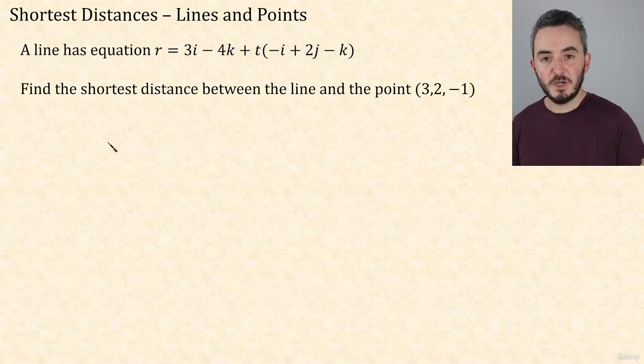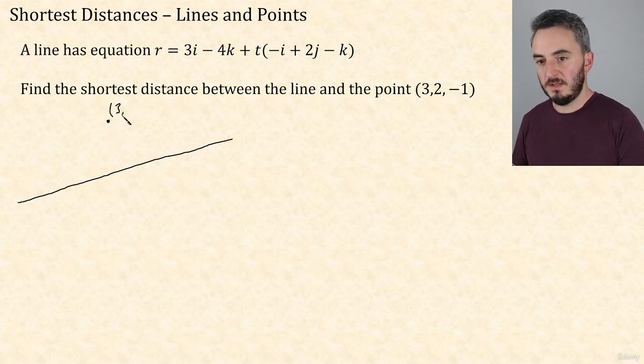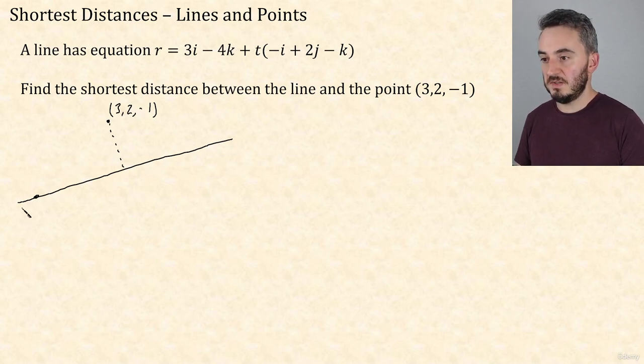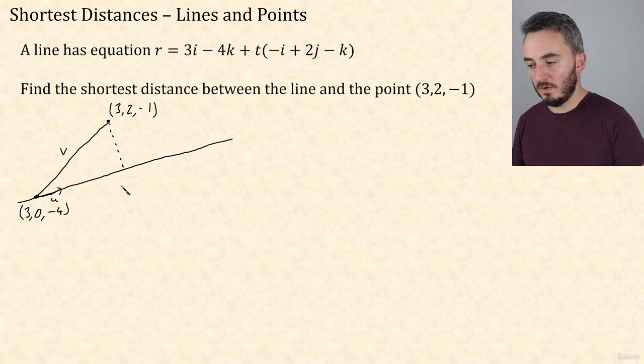Okay, let's try another one. So same idea here. Why don't you pause the video and try this one for yourself? I do find that a picture really helps, by the way, just to remind myself so that I don't make any silly errors here. So here's the point 3, 2, minus 1. We're looking for the shortest distance here. Here's the point on our line. Our position vector here is 3i minus 4k. So that's 3, 0, minus 4. So there's our v. And our u is a unit vector running along there.